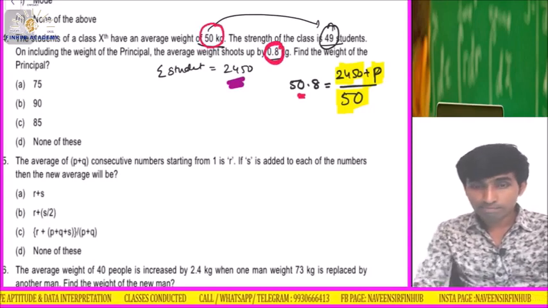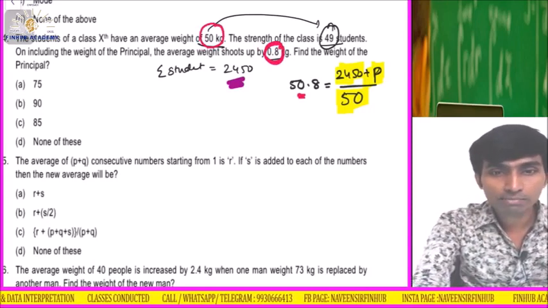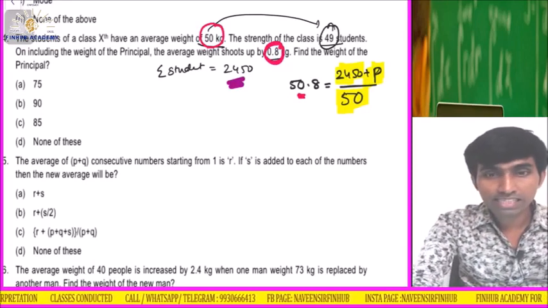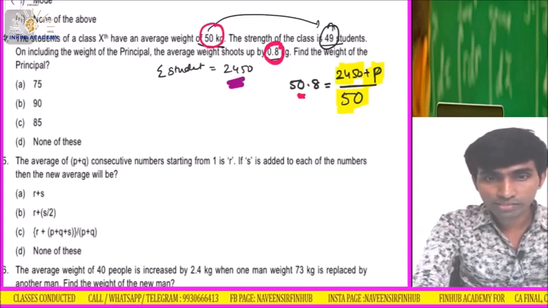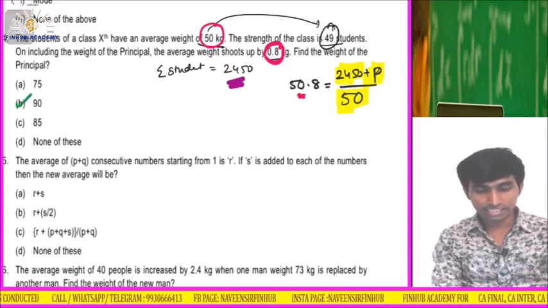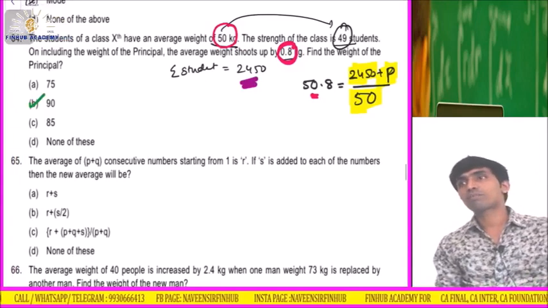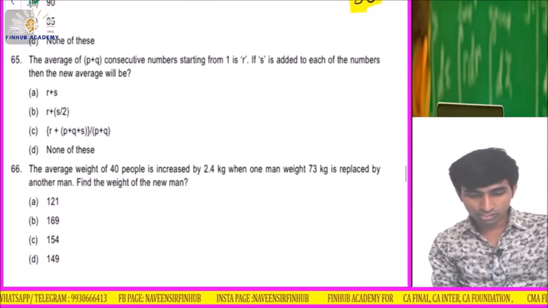So multiply 50.8 by 50 and then minus 2450. So principal weight is 90. The option is D, 64. The option is D. Very good, nice question.